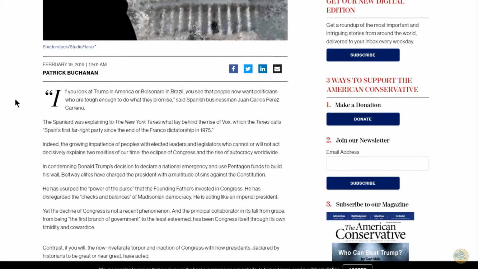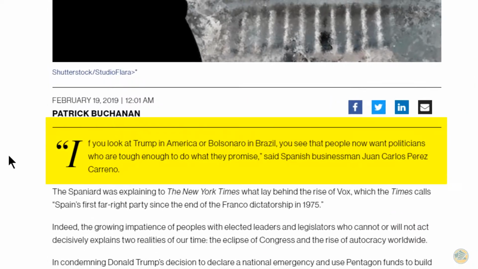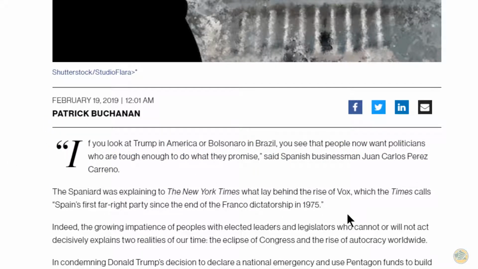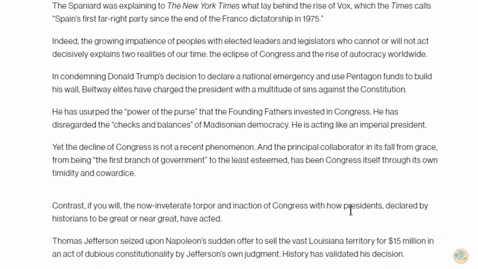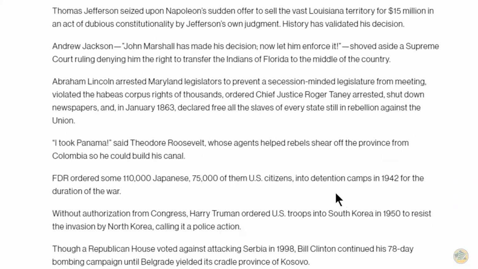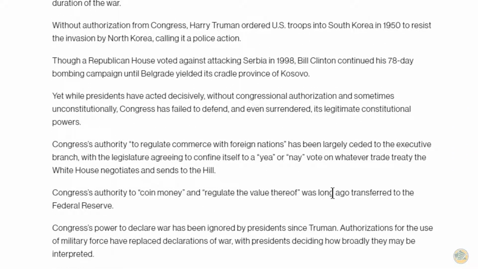"If you look at Trump in America, or Bolsonaro in Brazil, you see that people now want politicians who are tough enough to do what they promise." Okay, with that statement, the author begins to make her argument about who is responsible for what is going on with immigration, and in this case, the wall that Trump has promised to build. You will need to look through here to see what authority the author is using.